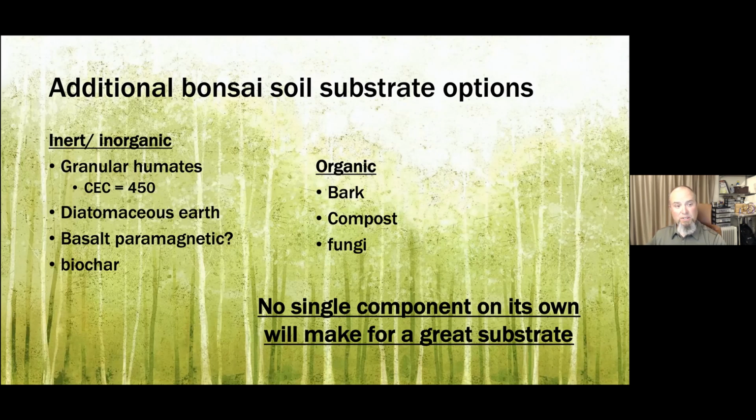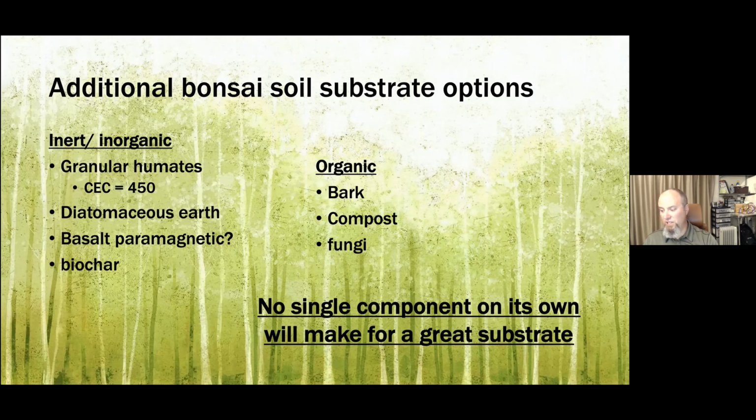So we've already talked about the granular humates. They're reported, it's kind of across the board, it depends on the source, but some of the cation exchange rates I was finding were 450. And if you recall, that's roughly what your field soils are at. So an excellent thing to have in your containers. I believe biochar is actually similar in that nature.